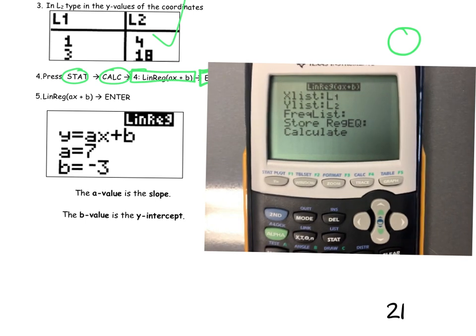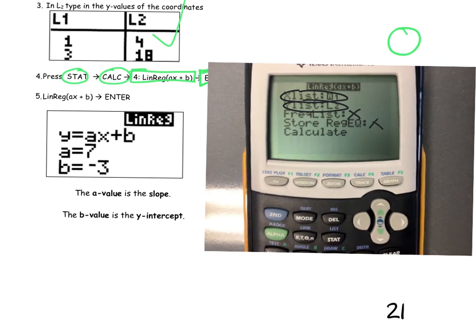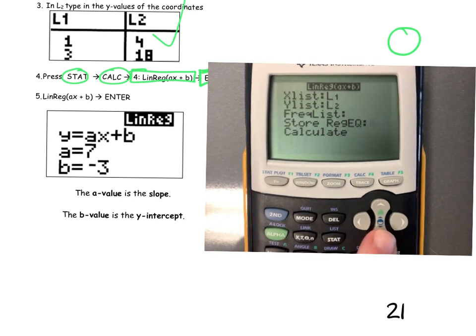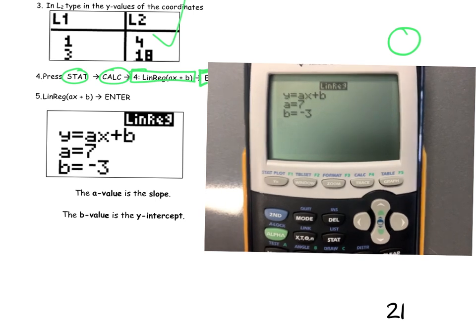Now you should see the following. The X list, the Y list, nothing should be in the frequency list, nothing should be here. Okay, so now that I have my X list and my Y list entered correctly as L1 and L2, I'm going to scroll all the way down to Calculate and click Enter. And there is my equation of the line.